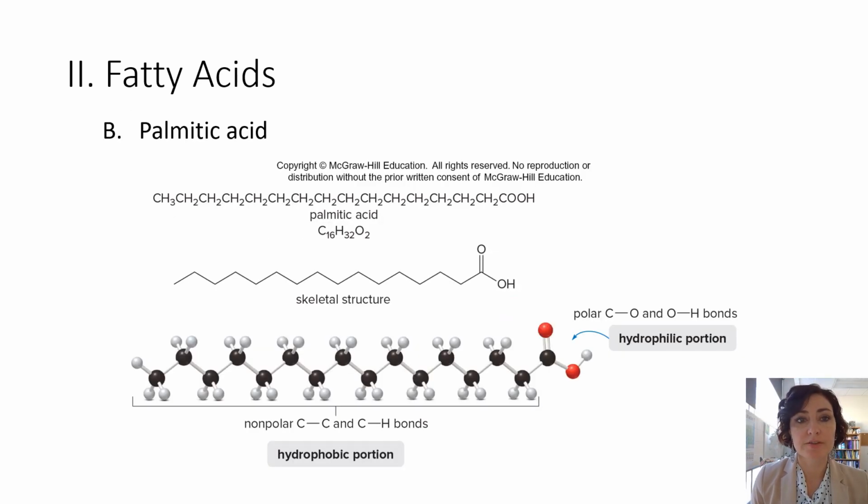All right, I wanted to show you the structure of the fatty acids. Specifically, this is palmitic acid, which is palm oil. We're going to look at it in condensed structural formula, skeletal, and then ball and stick so that you can see the different portions of it. So palmitic acid has 1, 2, 3, 4, 5, 6, 7, 8, 9, 10, 11, 12, 13, 14, 15, 16 carbons in its chain.